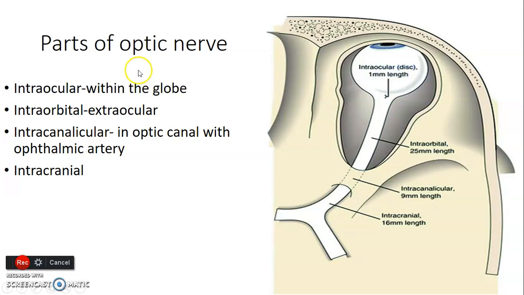So the optic nerve has 4 parts: an intraocular part within the globe, then intraorbital, that's within the orbit but outside the eyeball. Then within the optic canal is the intracanalicular part, and before it forms the chiasma, that's the intracranial part. So those are the parts of the optic nerve.